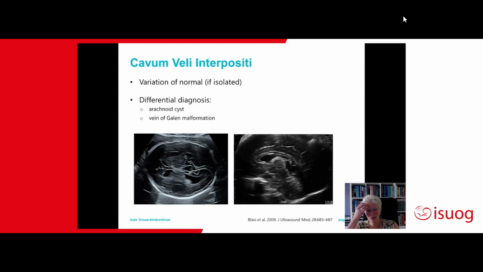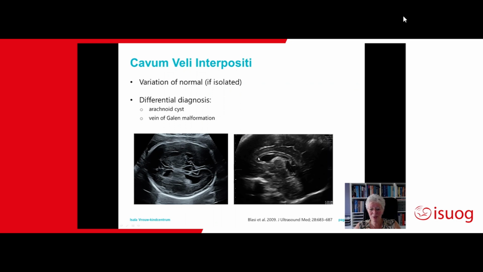Another thing that we see more and more is the cavum veli interpositi, because our ultrasound machines are getting better and better, we can see more detail every time. And a cavum veli interpositi is a variation of normal if it's isolated. And again, this is a midline cyst-like structure that you can see, and again, it's important to make your mid-sagittal view.